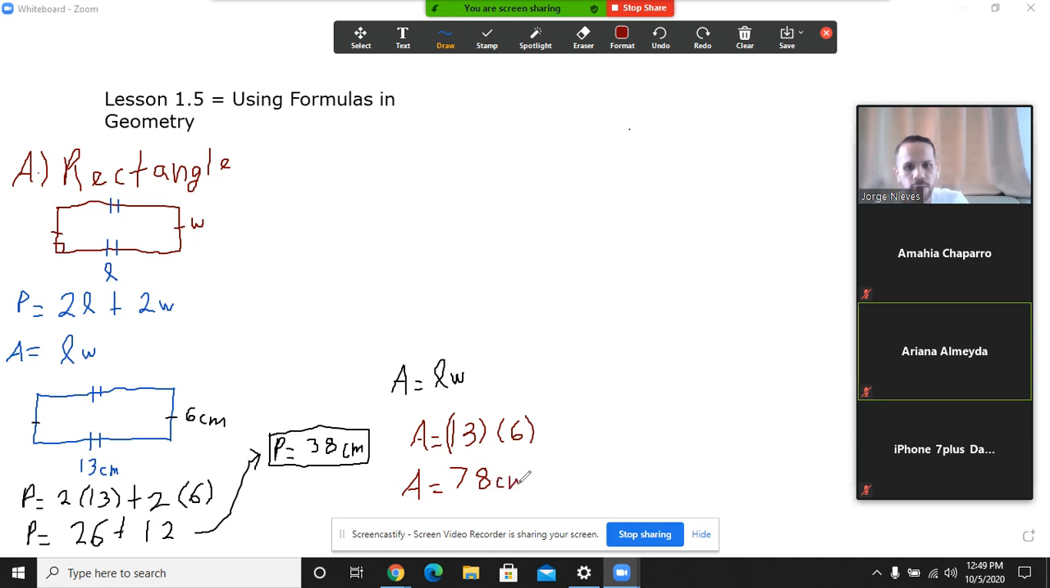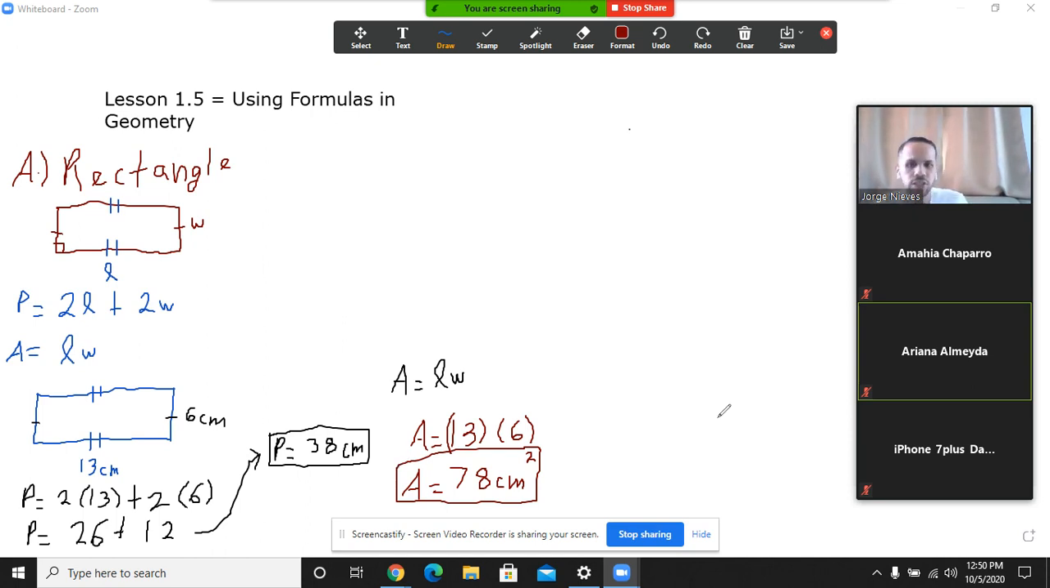Ariana said something important: centimeters square. When we're talking about area, students, we have to put the square, or the exponent of 2. That's very important that we always do it. If we don't, we're gonna have it wrong, or we're gonna miss a unit. The unit is centimeter, but squared. Any questions on how to find the perimeter and area of a rectangle?